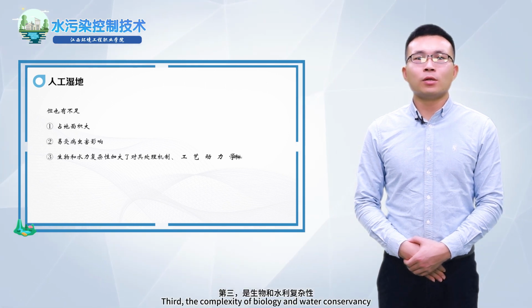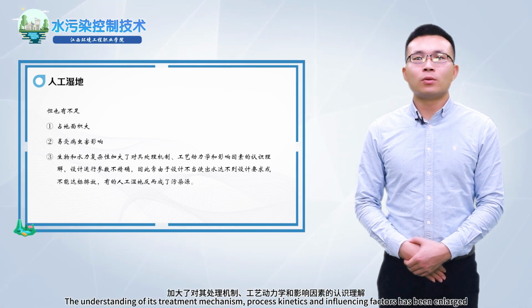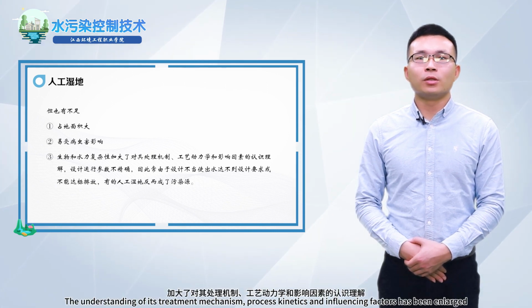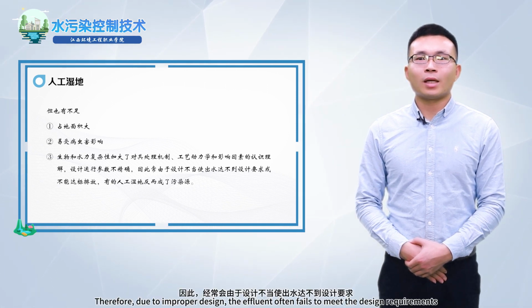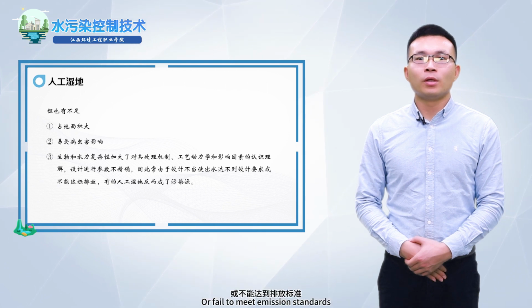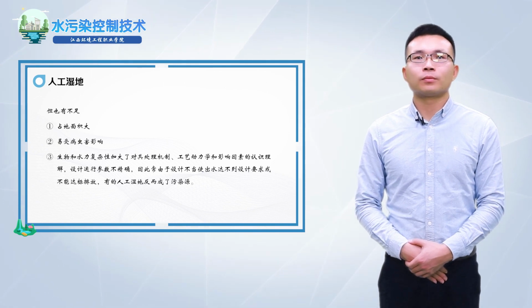Third, there is the complexity of biology and water conservancy. The understanding of its treatment mechanism, process kinetics and influencing factors is still limited, and the design and operation parameters are inaccurate. Therefore, due to improper design, the effluent often fails to meet the design requirements or emission standards. Some constructed wetlands have become pollution sources.